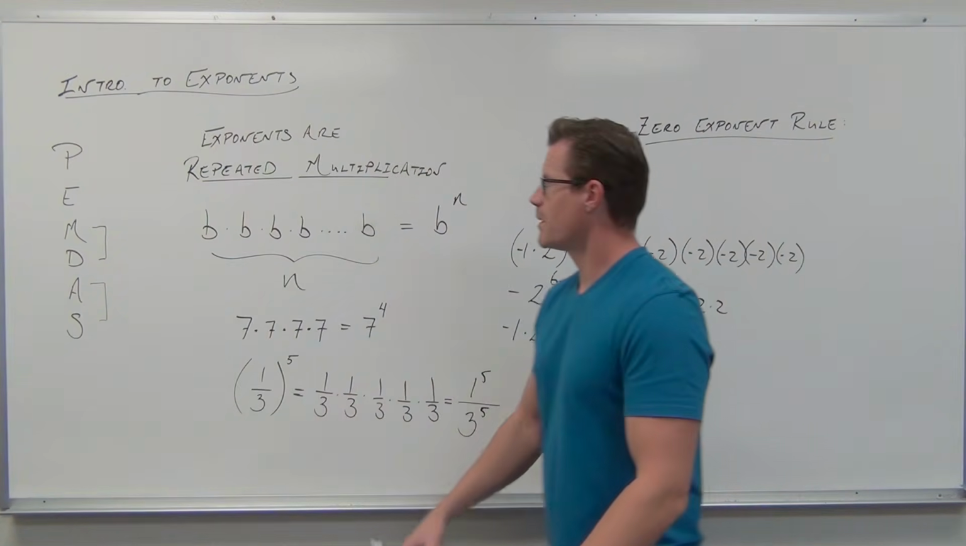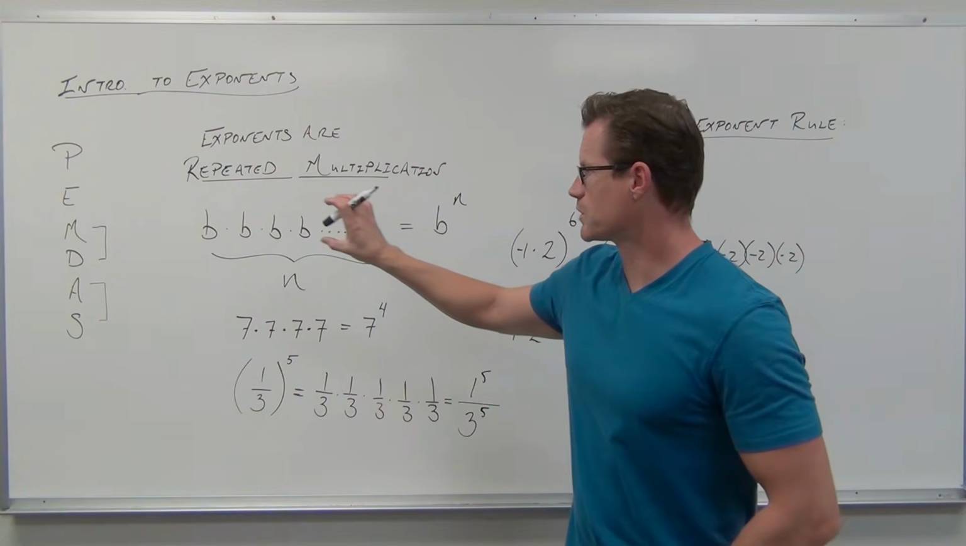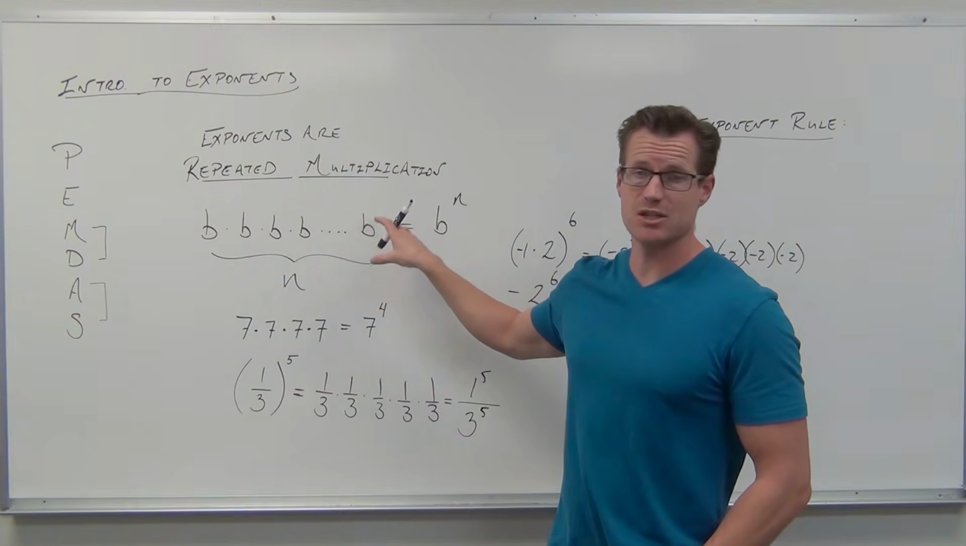So, big recap, exponents mean repeated multiplication. We have a base that's being multiplied by itself, however many times the exponent says.